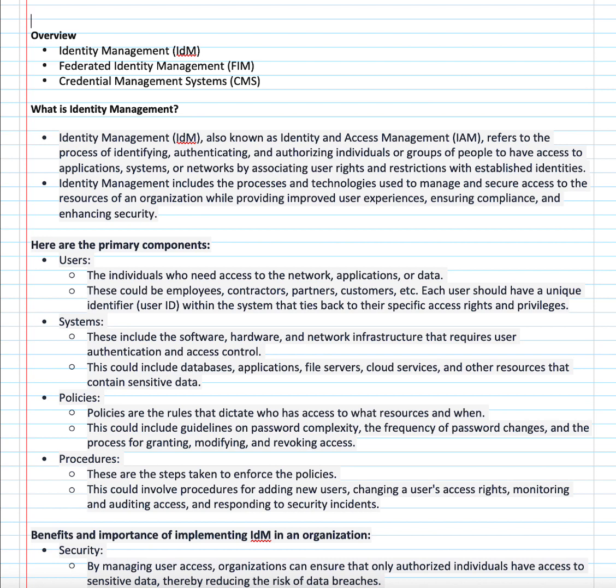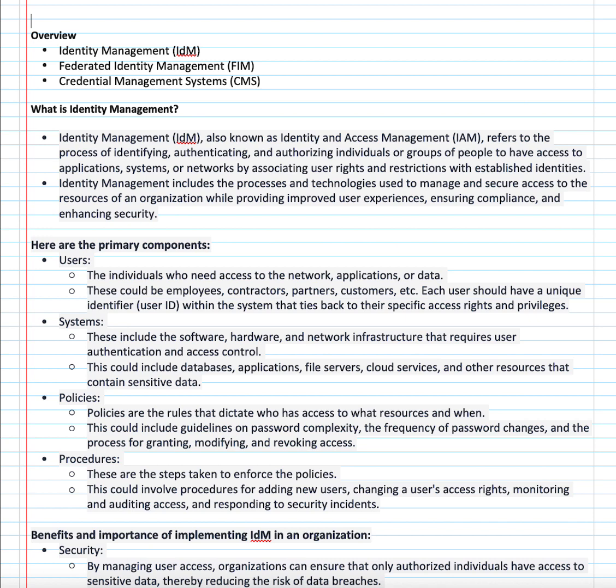Then you have systems. This includes your hardware, your software, even your network infrastructure that needs some level of authentication and access control to gain access to the same applications that the users are using. It can include databases, applications, file servers, cloud services, you name it. And you're going to want to understand that users and systems do need the same types of accounts. As you get down the path of allowing them access, you understand that systems and users may have differing needs, but they both are going to need some level of access inside your environment.